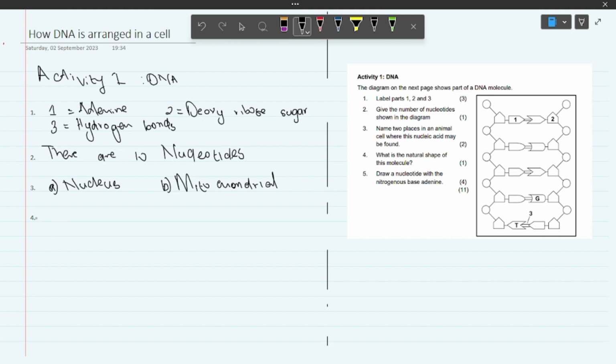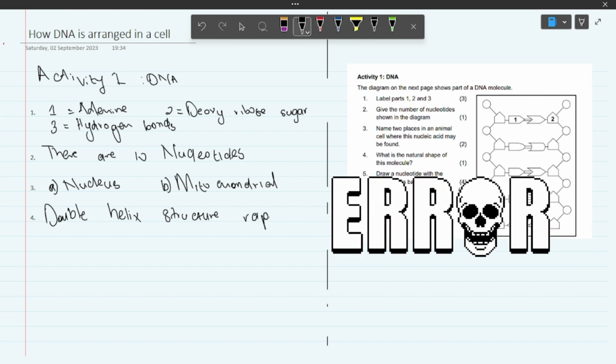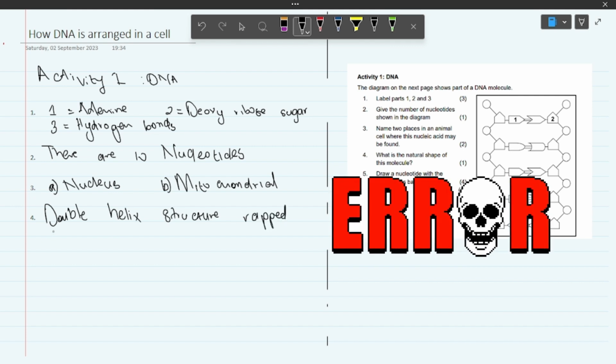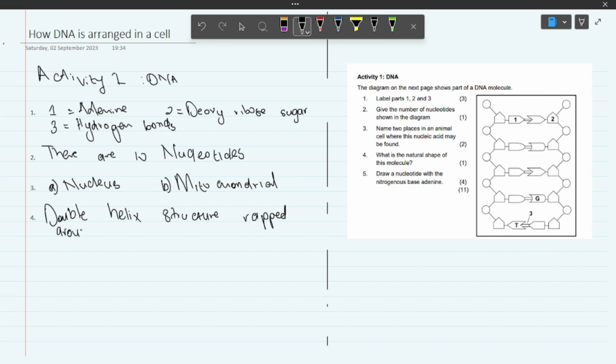It's a double helix structure around the histone. Okay, so let's do the last question.